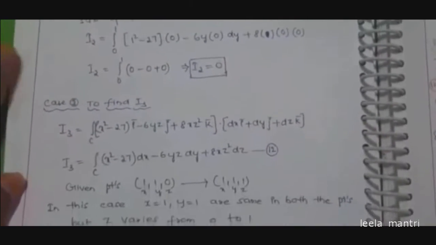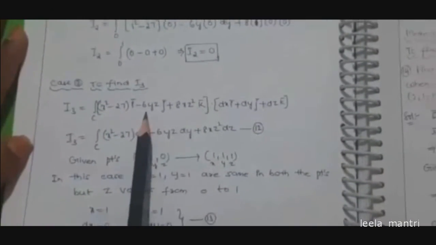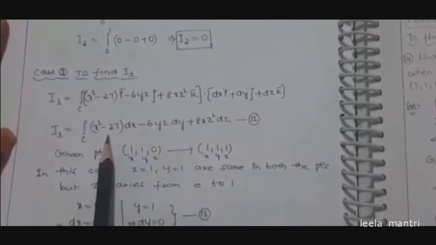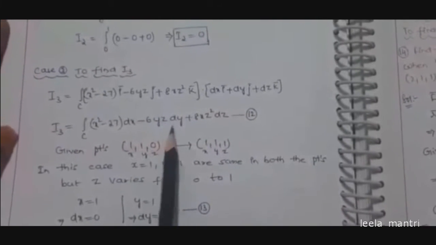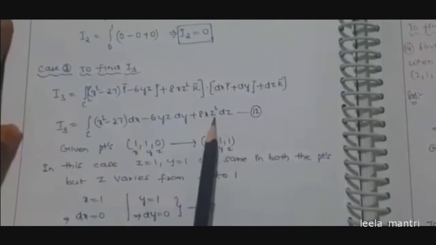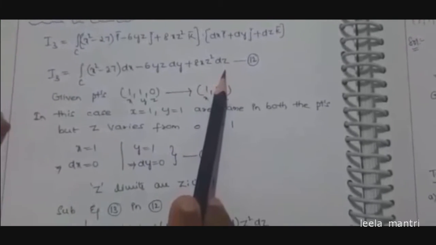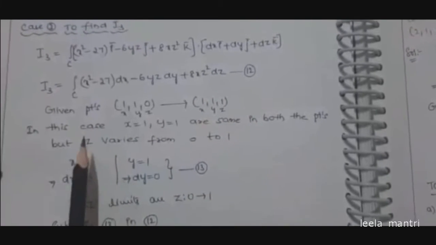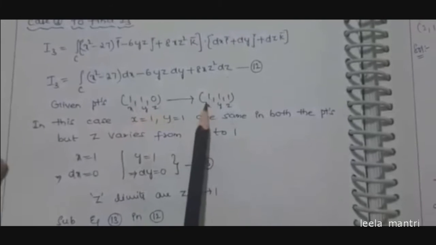Moving to the third case, we are having to find out the line integral I3. Again, we are substituting f bar, dr bar. By using the dot product, we are getting the equation as (x square minus 27) dx minus 6yz dy plus 8xz square dz. Again we will be converting either in terms of x, y, z, depending upon the points, without applying the distance formula here.